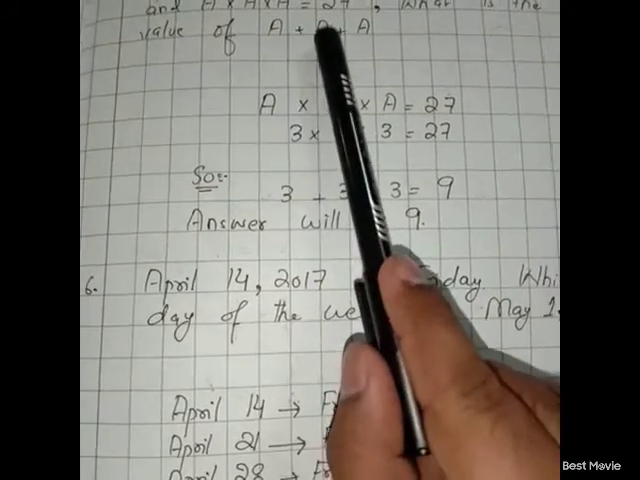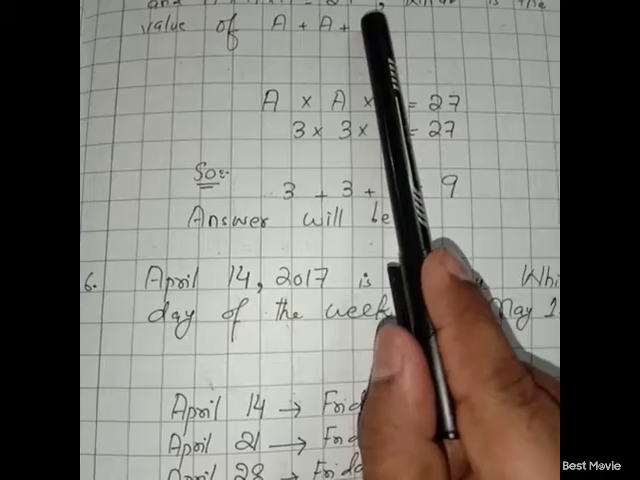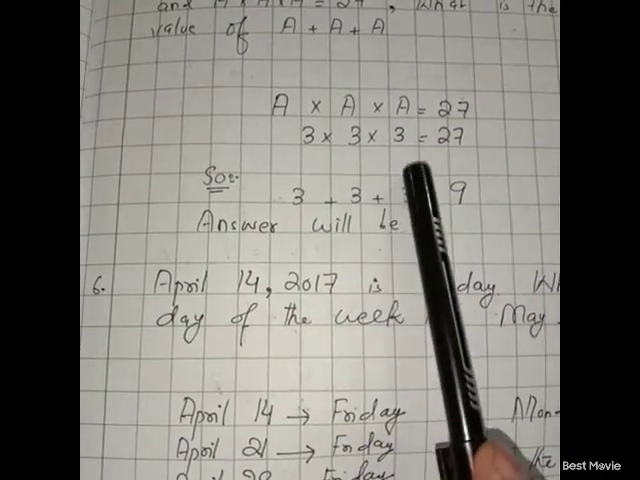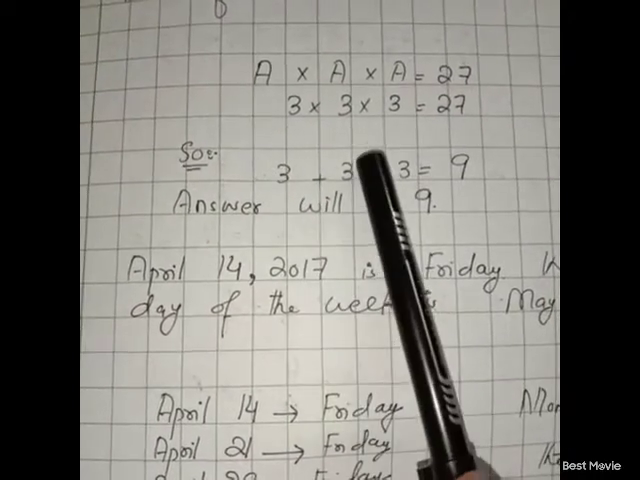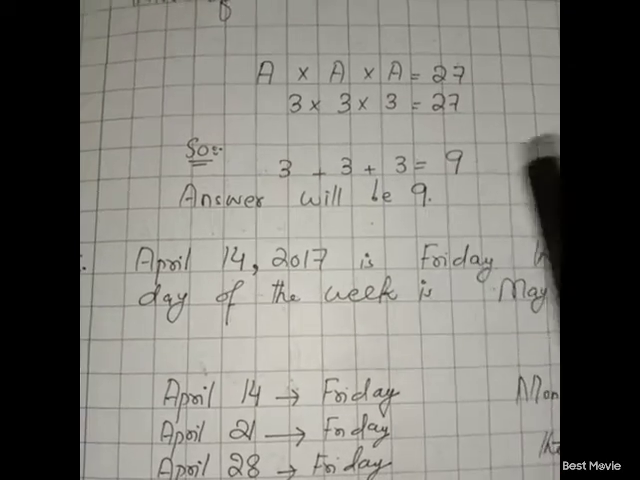So a plus a plus a, 3 plus 3 plus 3, will be equal to 9, because 3 plus 3 is 6, 6 plus 3 is 9. So the answer will be 9 here.